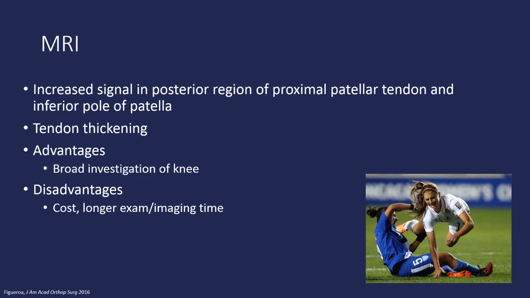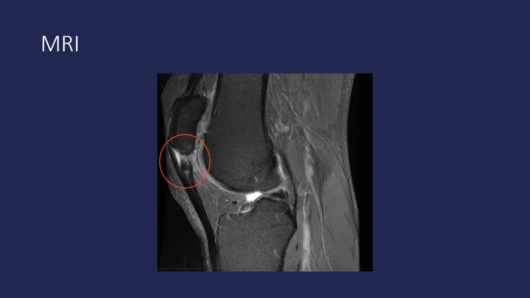An advantage of MRI is that it provides a broad spectrum investigation of the knee, allowing for delineation between intra-articular pathology or any other pathology that may be present. Contrarily, the disadvantages of MRI are ones that we've covered before in this course, such as cost and time required to complete the entire scan.